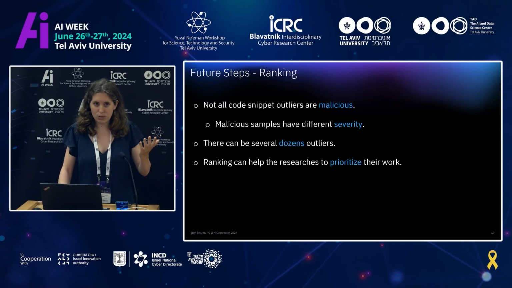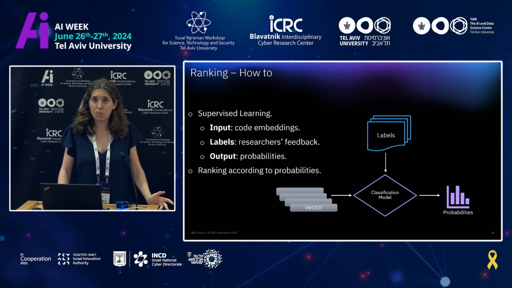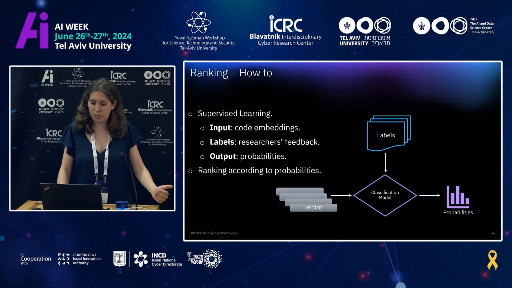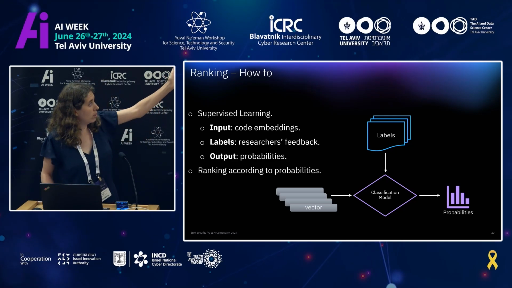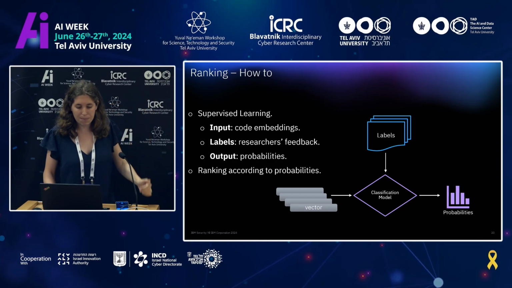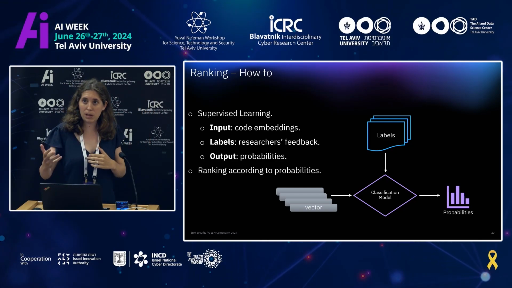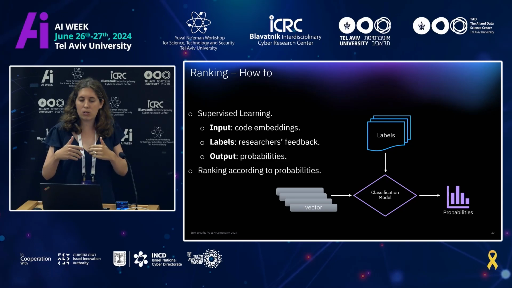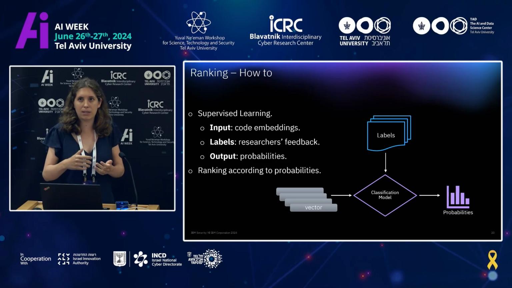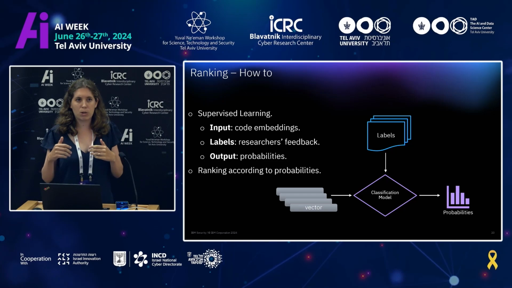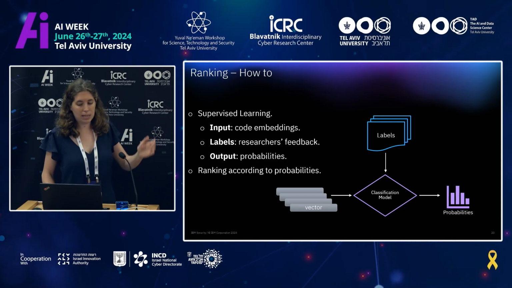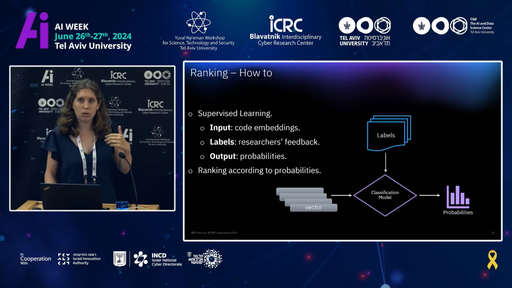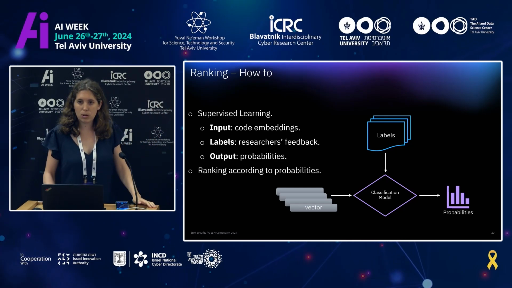So what we plan to do is supervised learning, to take a classification model. The input will be a code embedding, just like before, the vectors, like we did with the LLM. The labels will be the researchers' feedback, because all the time they see samples and label them: it's malicious, it's not malicious. We can also add suspicious labels. We can do whatever we want. The outputs will be the model probabilities, and the ranking will be according to these probabilities. And that way we can help them to prioritize their work.